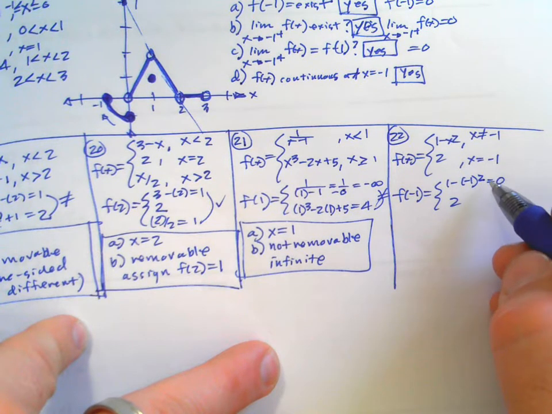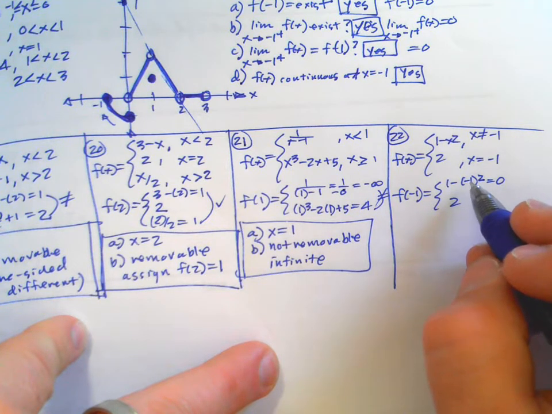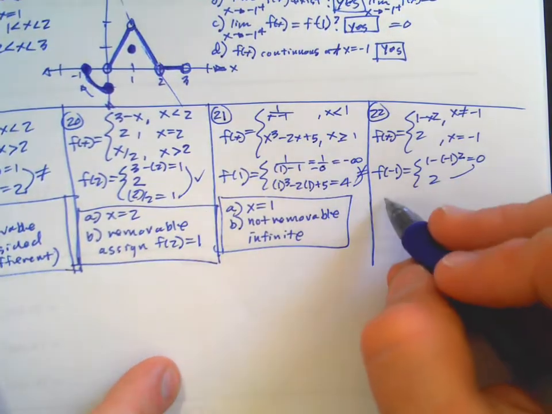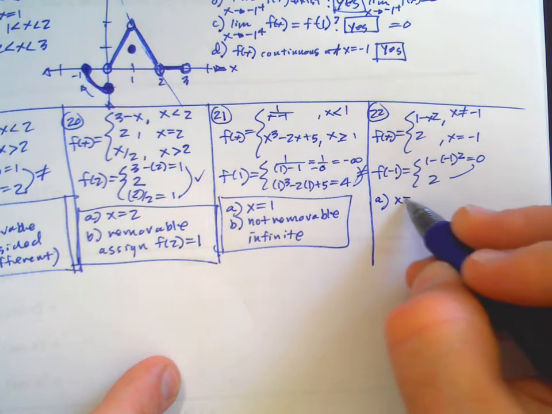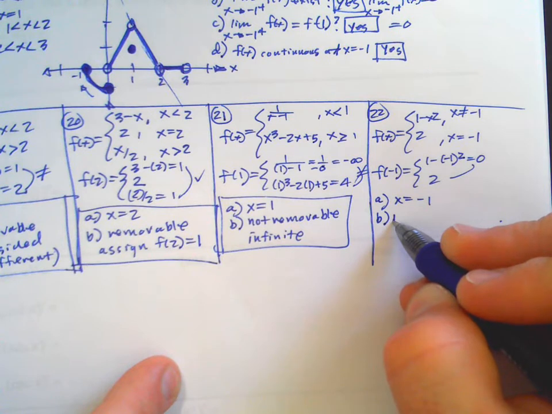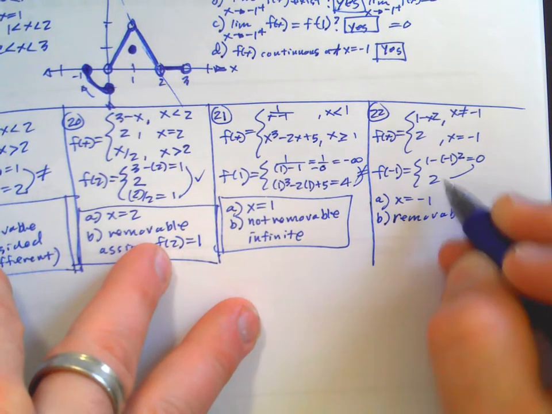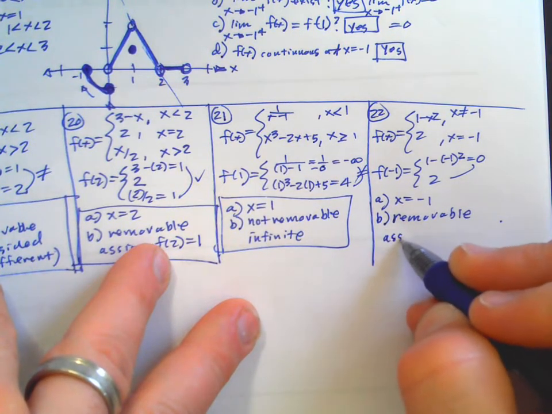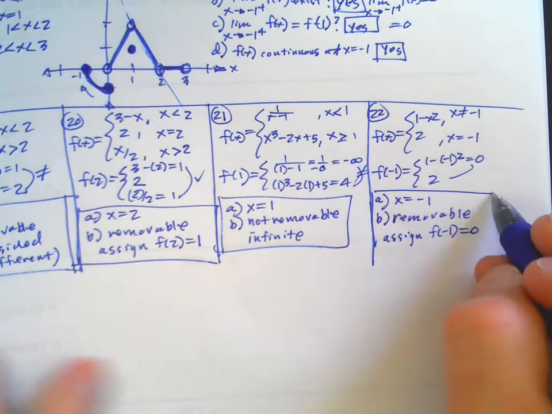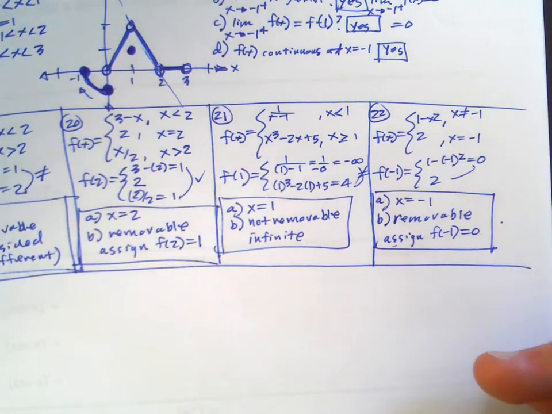So these aren't the same. So there's definitely a hole with a jump, right? So x equals negative 1, there's a discontinuity. It is removable, because we could just assign f of negative 1 equals 0, or just get rid of that condition and just let it be a parabola the whole time. And then it doesn't have to be piecewise.